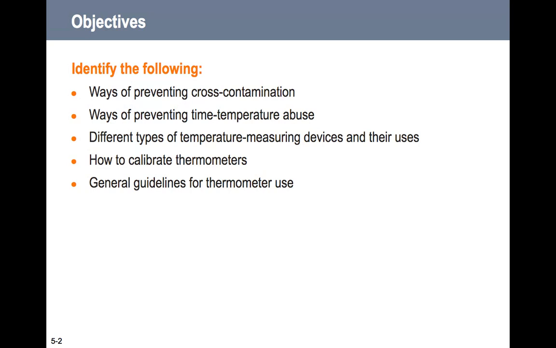The objectives of Chapter 5 include identifying the following: ways of preventing cross-contamination, ways of preventing time-temperature abuse, different types of temperature measuring devices and their uses, how to calibrate thermometers, and general guidelines for thermometer use.